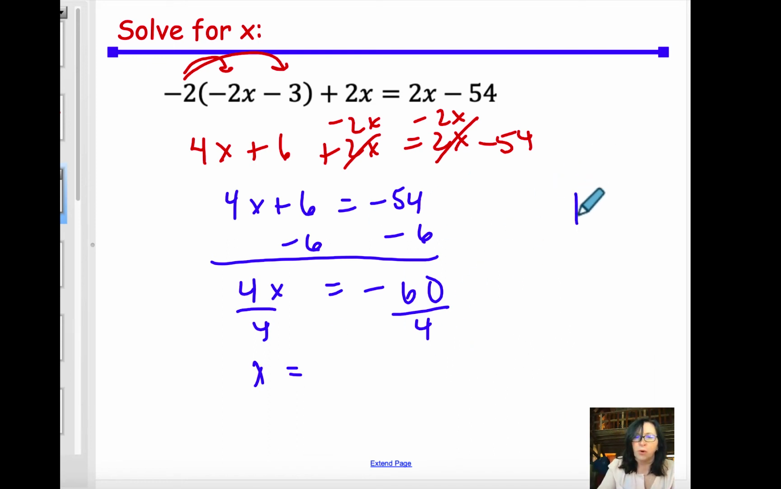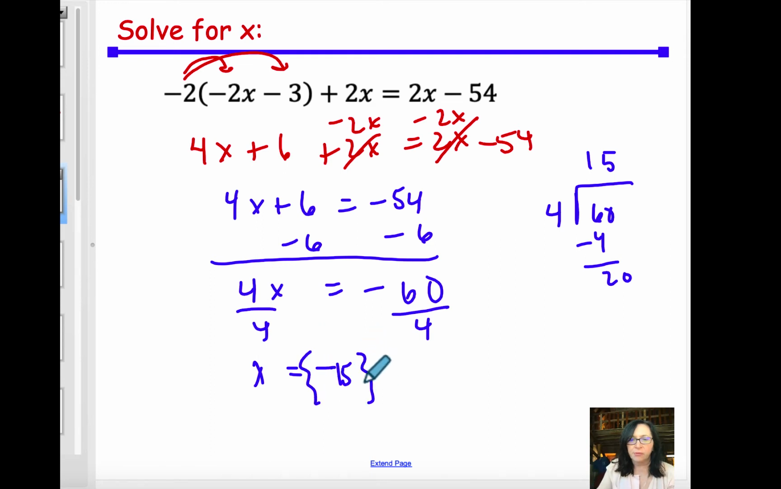60 divided by 4. If you're not sure what that value is, you can always go on to the side and say 4 divides into 6 once. Subtract 4, you have 2, bring down the 0. 4 goes into 20 5 times. Remember, though, that when you are dividing a negative by a positive, your answer is negative. So I am going to get negative 15, and I always put the answers in solution sets, because that shows that this is a problem that I have solved.